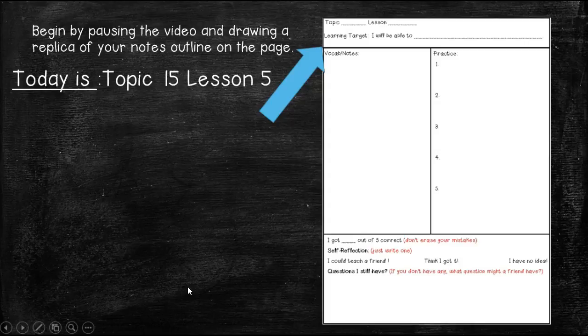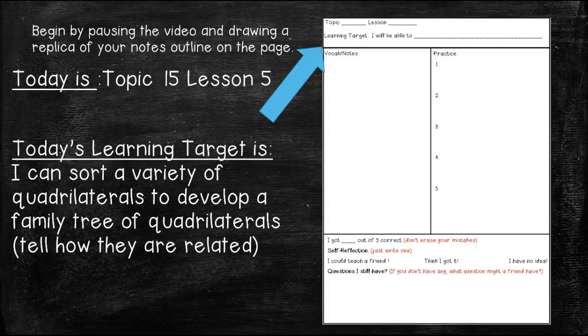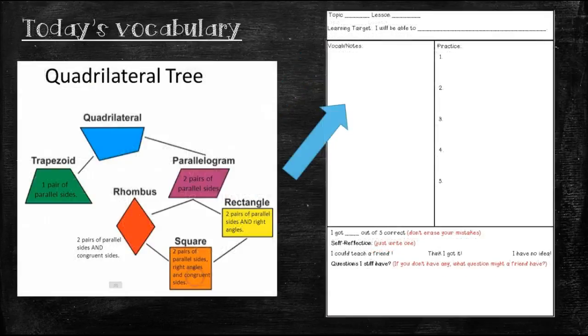Today we're talking about Topic 15, Lesson 5, and today's learning target is, I can sort a variety of quadrilaterals to develop a family tree of quadrilaterals. In other words, I can tell how all of these shapes are related.